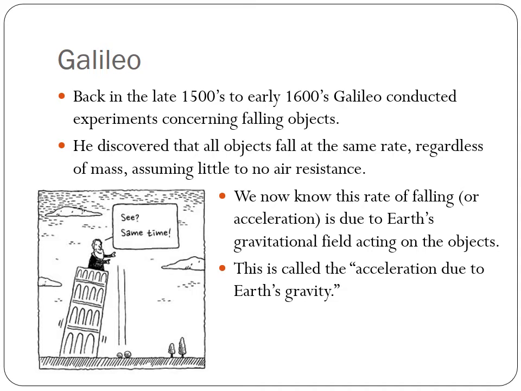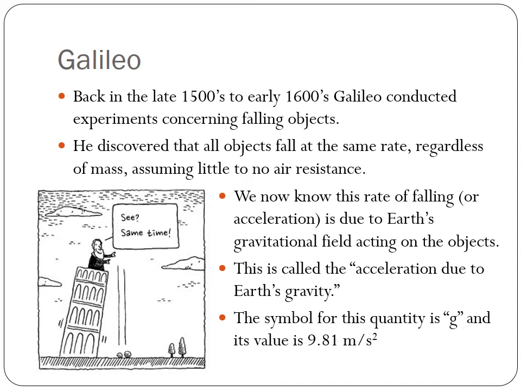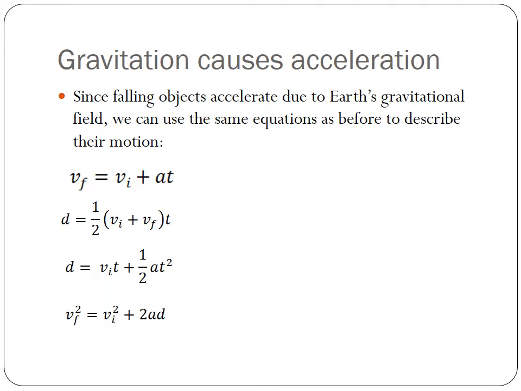This is called the acceleration due to Earth's gravity, and it has a value of 9.81 meters per second squared. The symbol we'll use for gravitational acceleration is g. Since falling objects accelerate due to Earth's gravitational field, we can use the same equations as before to describe their motion. So we're going to use those same equations of constant acceleration that we used in class recently.